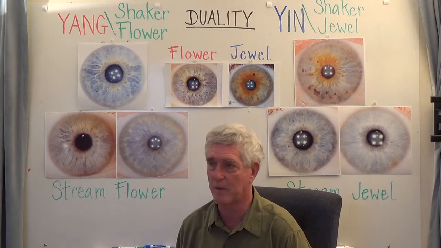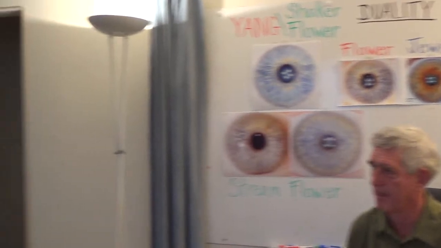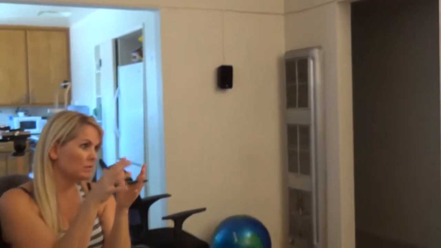So, questions from our beloved audience? I have a question. Are you saying that the stream jewel is the most yin? That's correct, because the jewel is yin and constrictive, and the stream is also constrictive. So whenever you get constrictive on top of constrictive, you get a more constrictive or more yin type. And so the shaker flower is the most expansive. That's correct, because flower is expansive and shaker is also expansive, so shaker flower is the most dynamically compelling type.